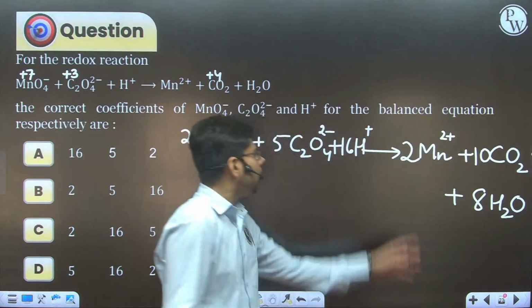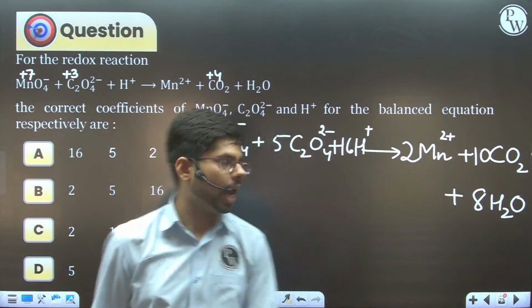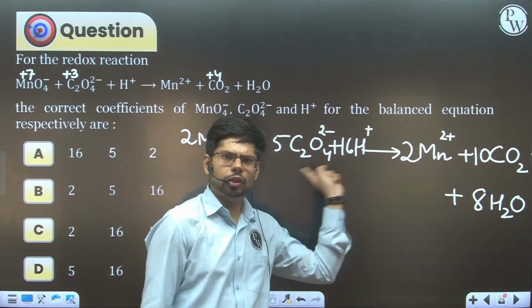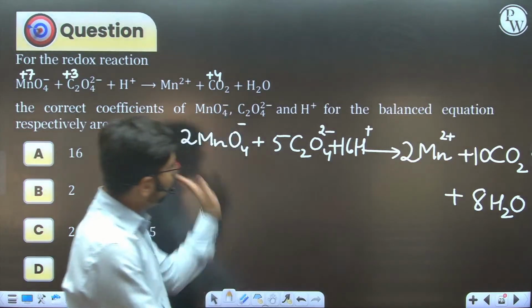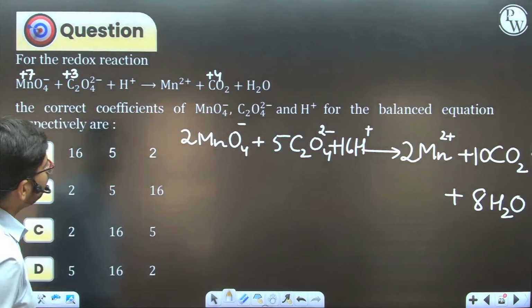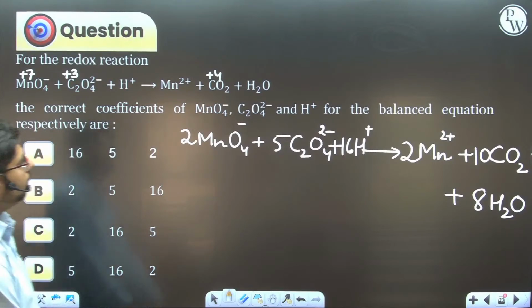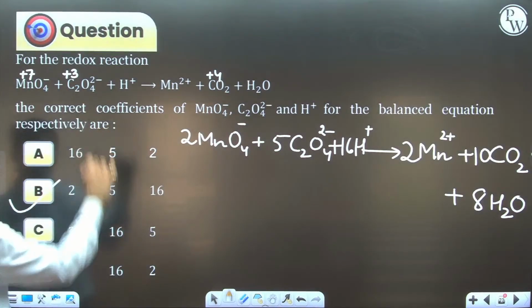Medium is acidic. I will add H plus ions to the side which is having a deficiency of hydrogen atoms. This side had a deficiency of hydrogen atoms, and hence I added 16 H plus ions to the left hand side. Now it is a balanced chemical equation. So the coefficients of MnO4 minus, C2O4 2 minus and H plus are 2, 5 and 16 respectively. So option B.